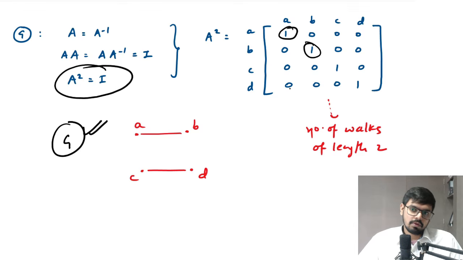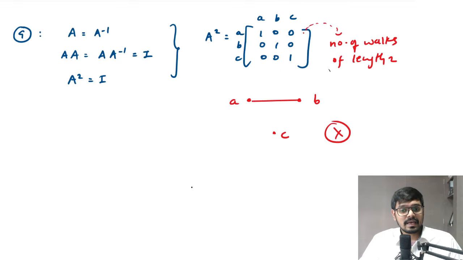B to B, only one walk of length 2. B to A to B. Yes. C to C, only one walk of length 2. C to D, D to C. Yes. D to D, only one walk of length 2. D to C, C to D. Makes sense? Makes sense. This graph is valid.